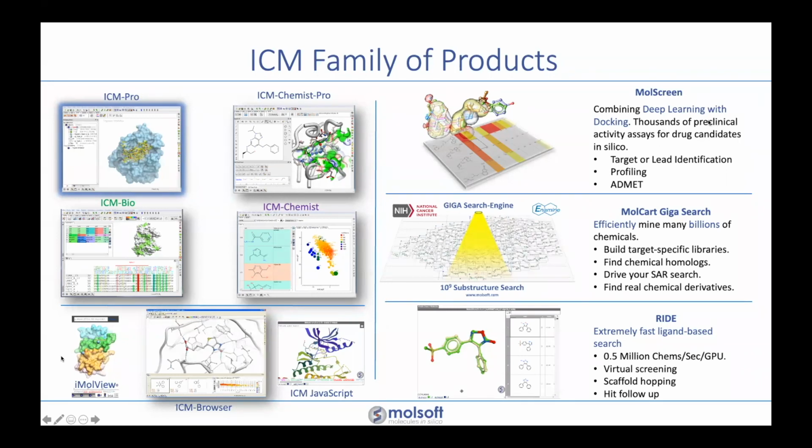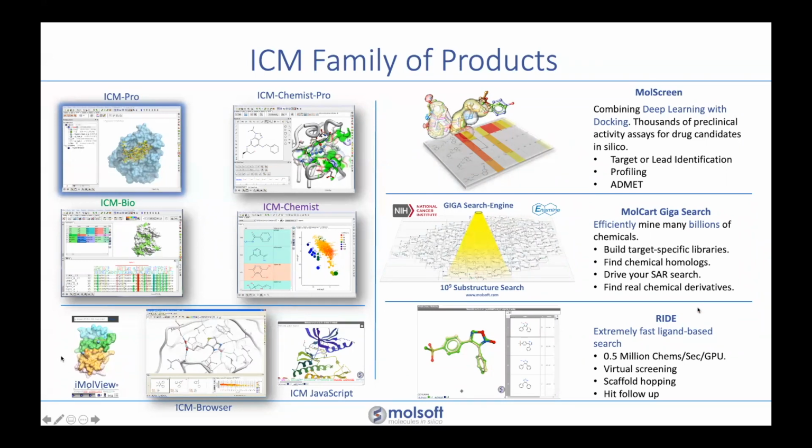MolScreen is a large panel of AI models for a variety of drug targets and ADME-tox targets. GigaSearch, we developed in collaboration with Enamine for substructure searching giga-sized libraries like the REAL database or the NIH's SAVI database. You can do fingerprint or substructure searches there.